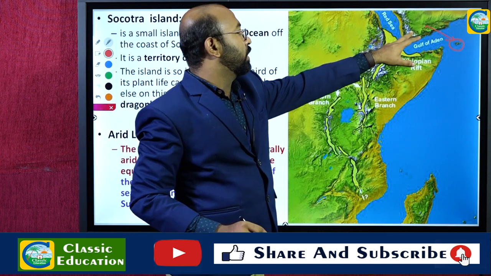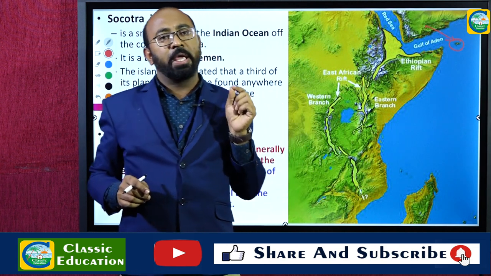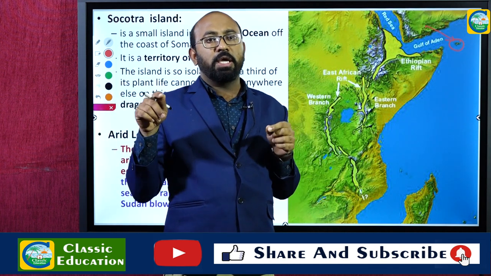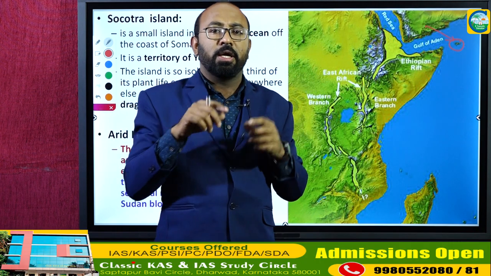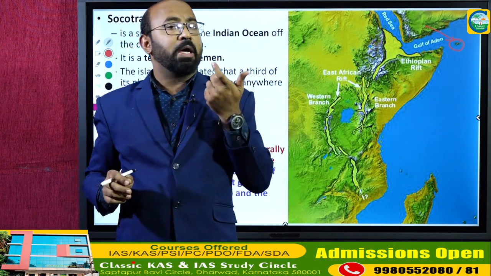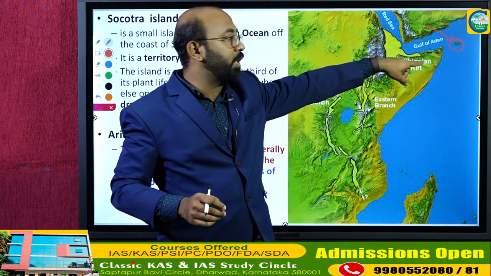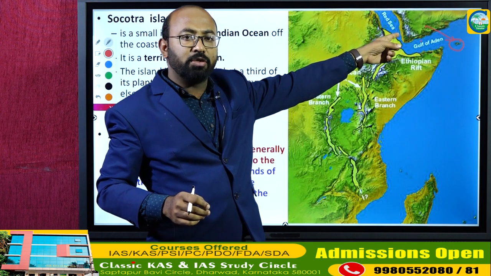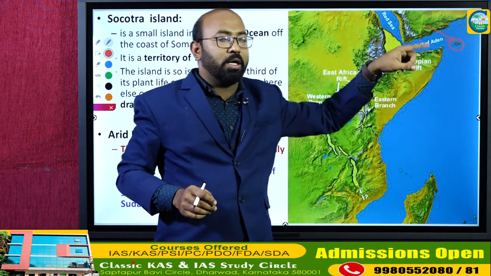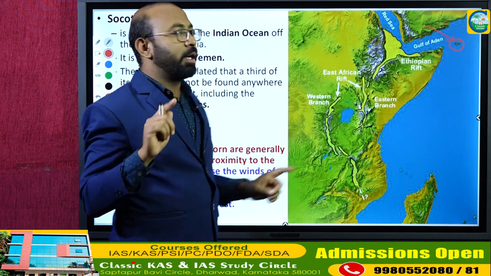The Arabian Peninsula contains various countries like Yemen, Oman, UAE, Bahrain, Qatar, Turkey, Saudi Arabia. All of these countries can be found in the Arabian Peninsula. But Socotra Island belongs to Yemen. Yemen is one of the countries in the Arabian Peninsula, right? The territory, or the jurisdiction, of Yemen extends to Socotra Island also.